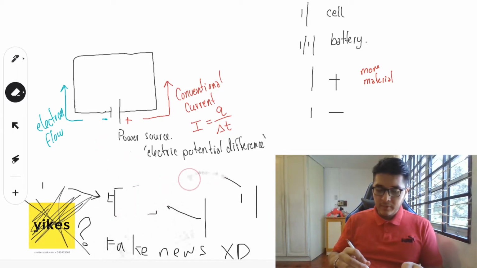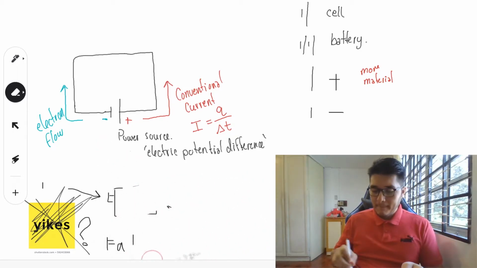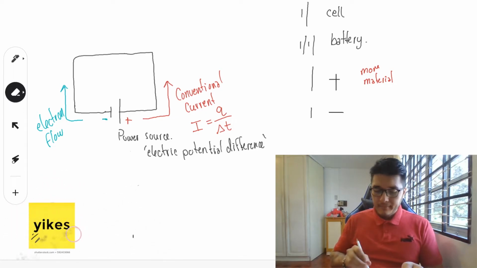Now, sorry, I'm going to erase this a bit, otherwise it's going to get too messy. Censorship.